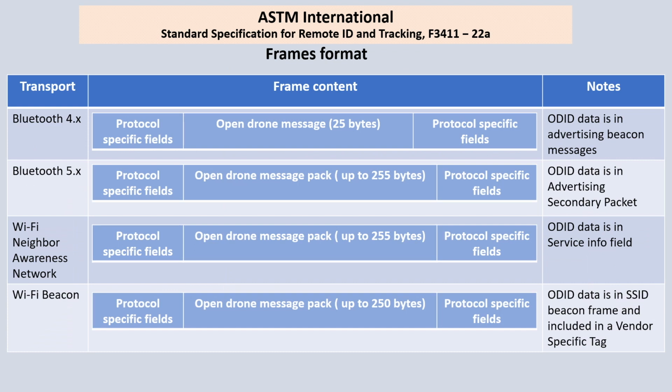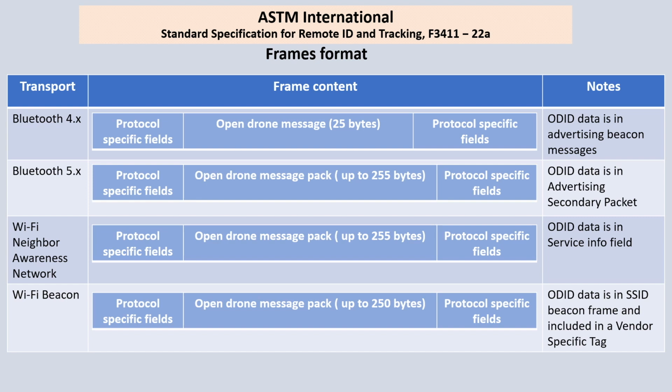So Bluetooth 4 keeps an Open Drone ID message, the length of which is 25 bytes, together with protocol-specific fields, and the auth Open Drone ID data is in advertising beacon messages. For Bluetooth 5, the standard recommends using a message pack with length up to 225 bytes together with protocol-specific fields. And auth data is supposed to be put in the advertising secondary packet.